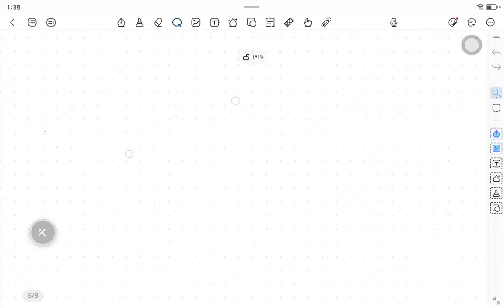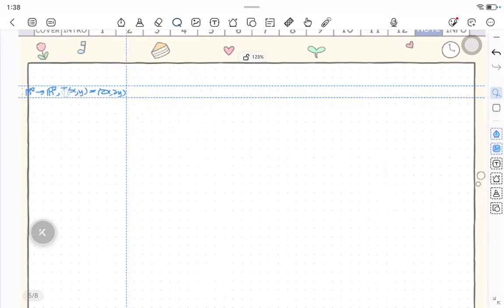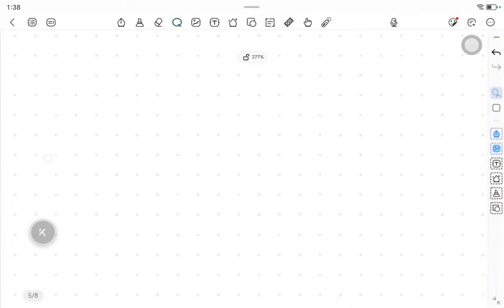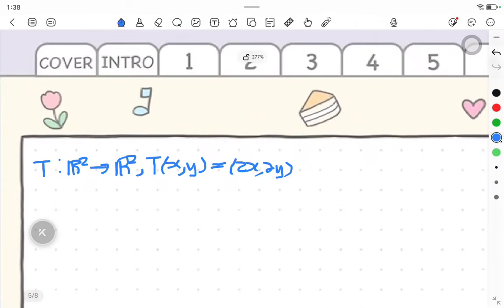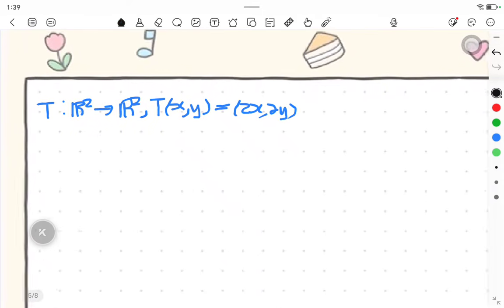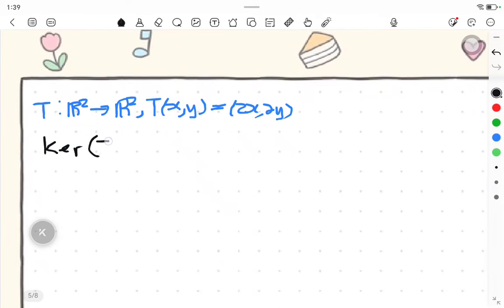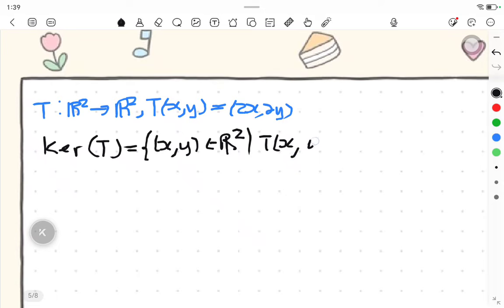Let's do this last one. Now, for the kernel of 2, we're going to have xy being an element of R squared such that T of xy will be equal to what? 2 zeros, right? Because here it's R squared, you say, right?